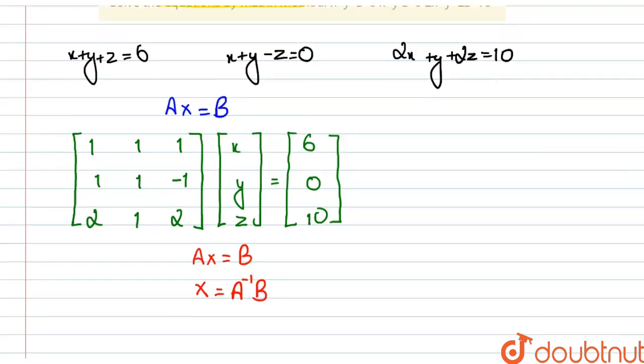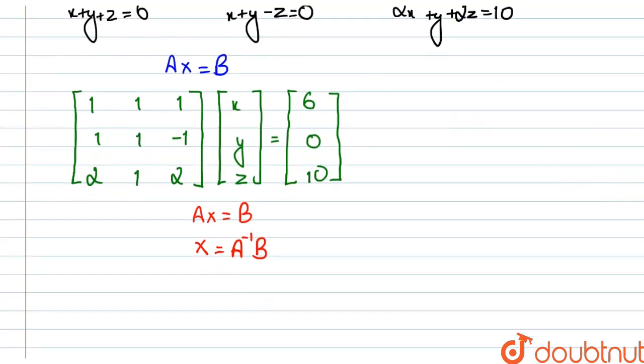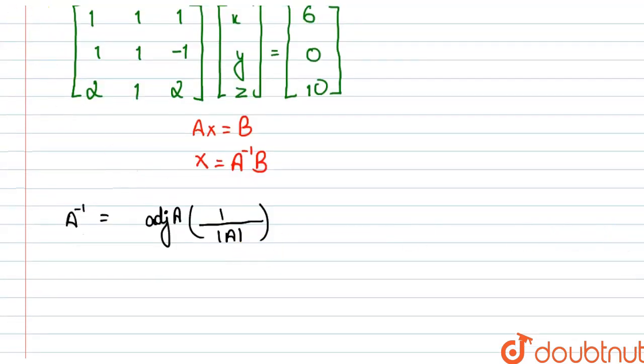Now we'll find A inverse. A inverse is adjoint A upon determinant of A, 1 upon determinant A. So now we find determinant A. As if determinant A is 0, our A inverse would not exist, and our matrix method, so equations would be inconsistent. We will find determinant of A.